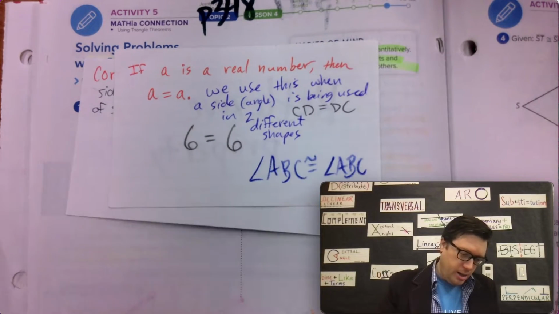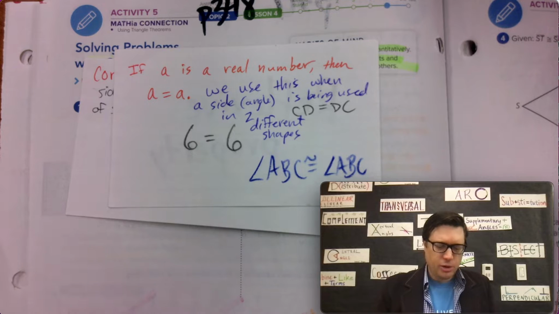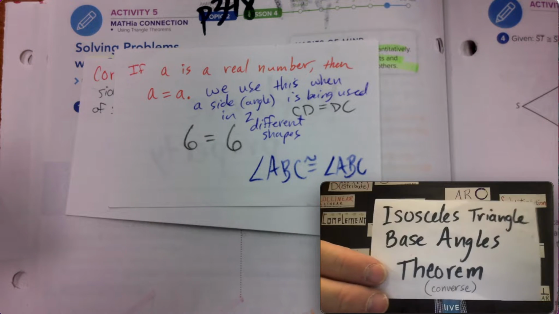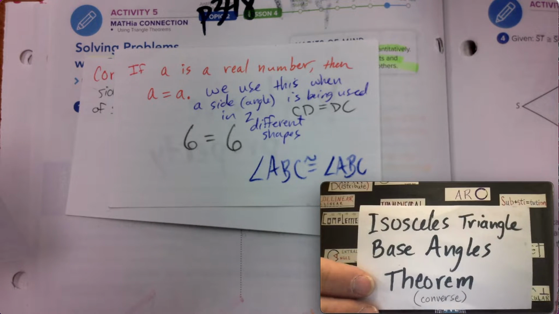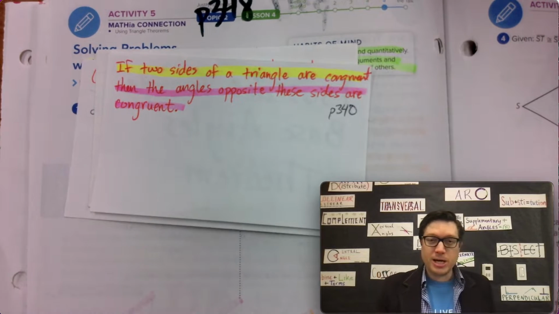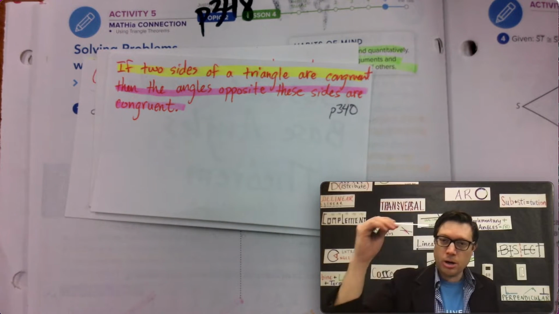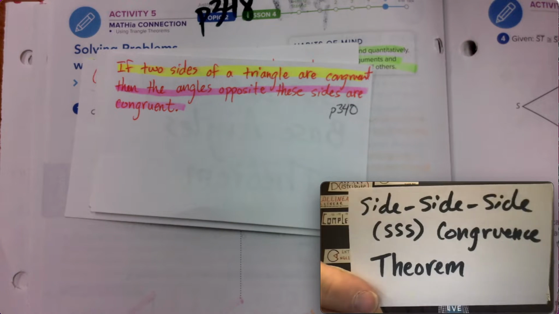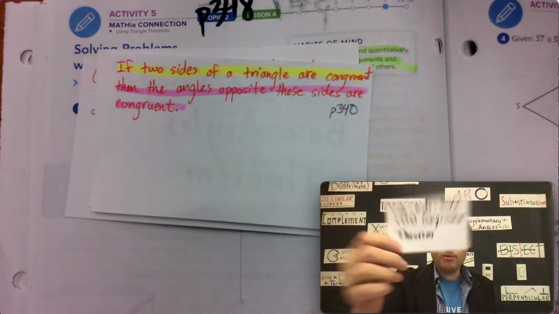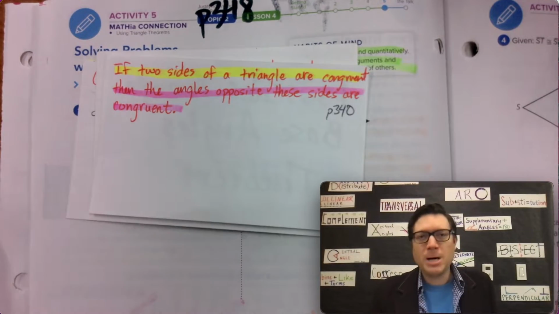All right, I don't have the page number on there, I need to get that done. We're also going to use the Isosceles Triangle base angles theorem. It says that if two sides of a triangle are congruent, then the base angles are congruent. And then we're going to use the side congruence theorem, and this one actually is fresh, but it's old.